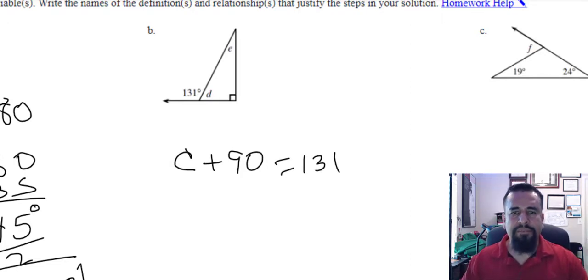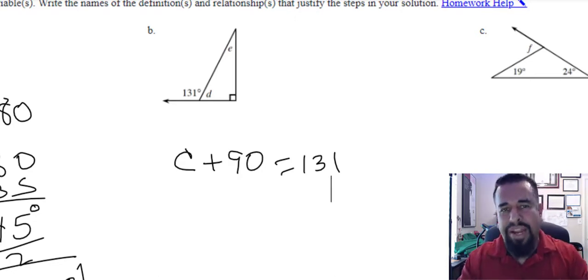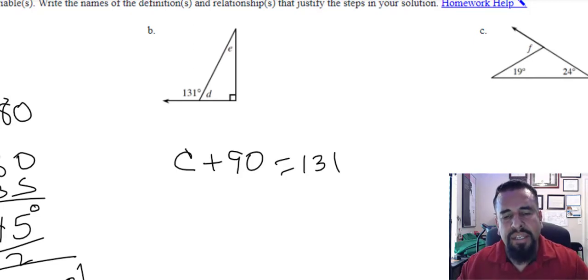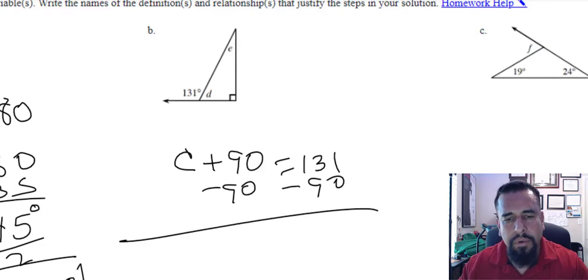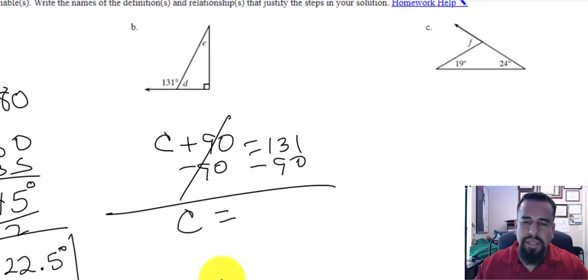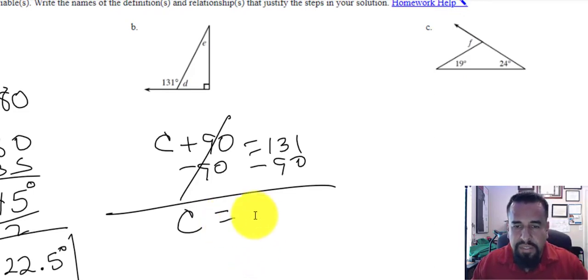131 degrees. Okay? At this point, now look at how important it is to be able to write an equation, because you write it, and guess what? Solve the equation and you're done. In this case, we have a one-step equation. So we're going to subtract 90 from both sides. C equals, and this right here is going to equal 41 degrees.